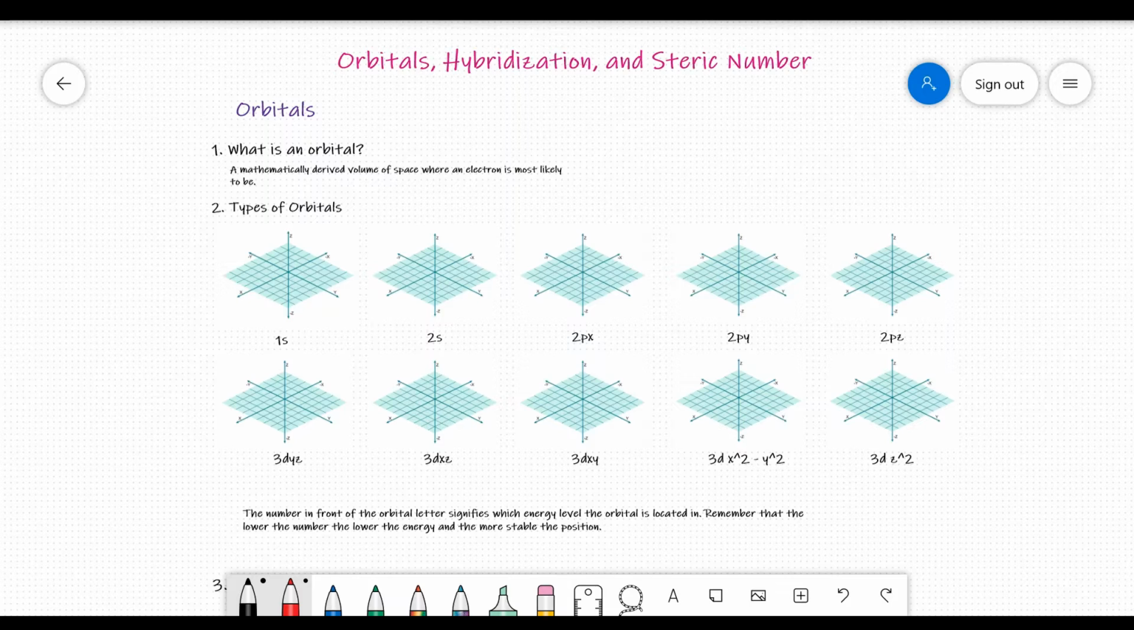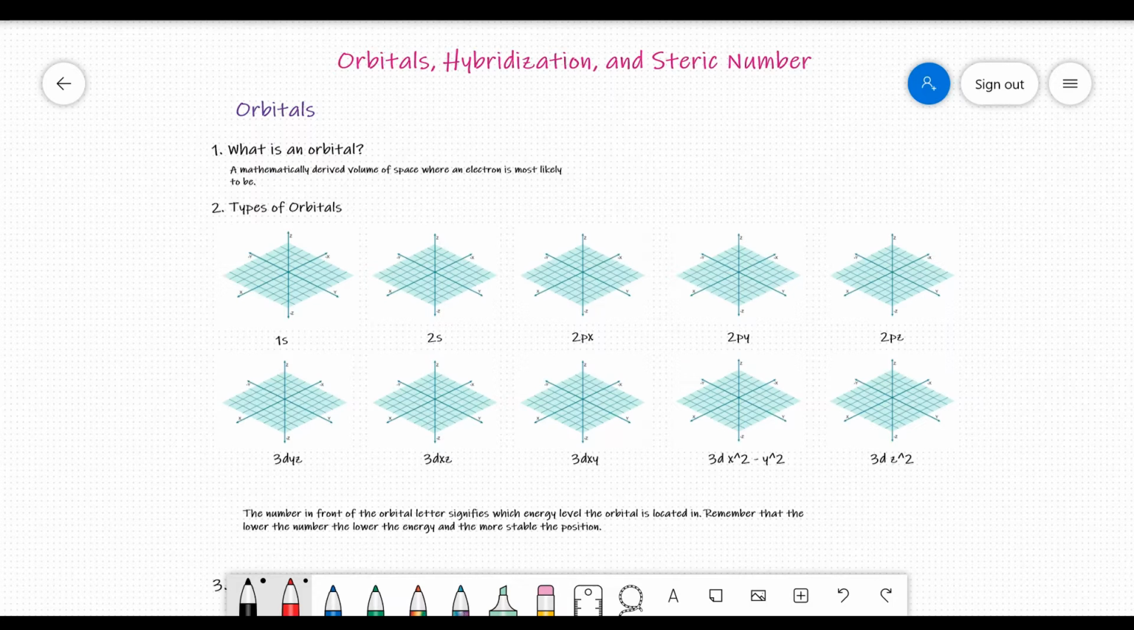Alright, so first of all, what is an orbital? An orbital is actually a mathematically derived volume space where an electron is most likely to be. We really can't determine where an electron will be at a specific point in time. There's no way for us to know. However, we can determine the spaces where it's most likely to be through probability and statistics. Some mathematicians and some really smart people figured out these functions that when you graph them gave you 3D volumes of spaces where electrons are most likely to be found hanging out.